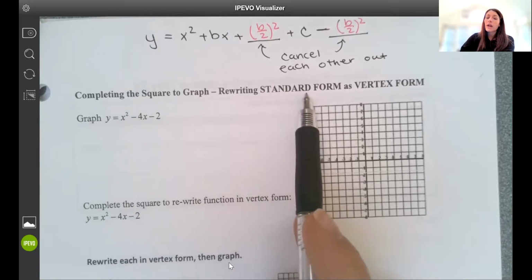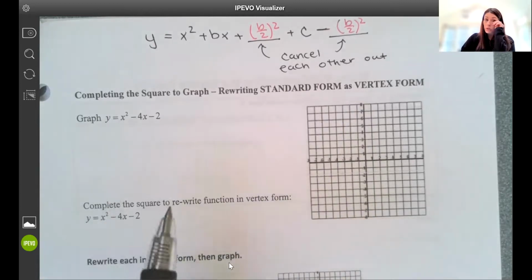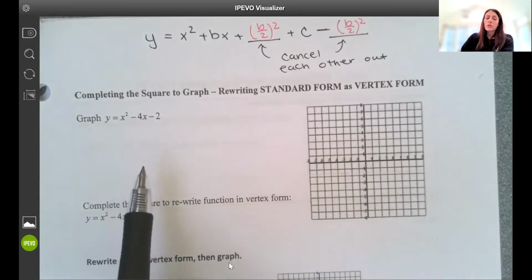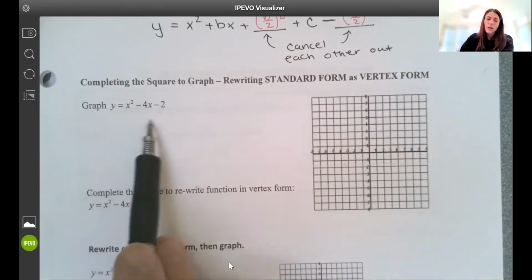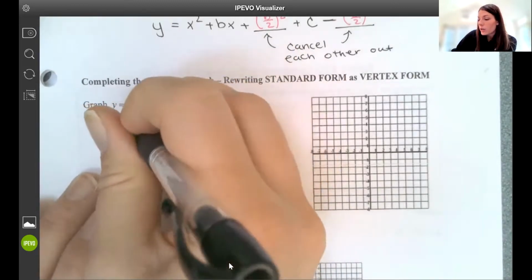I don't want to graph in standard form. I want to get it in vertex form. Well, hold on. First, let's graph it how we normally would. How about that? And then we'll look at rewriting it, okay? So if this was 2 classes ago and you had this function and we wanted to graph it, we would have to do this, right?